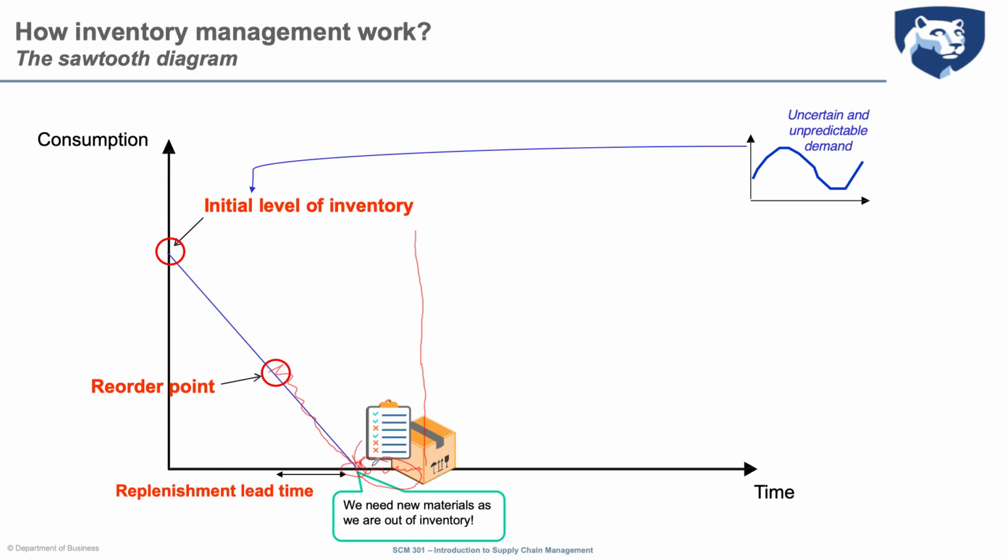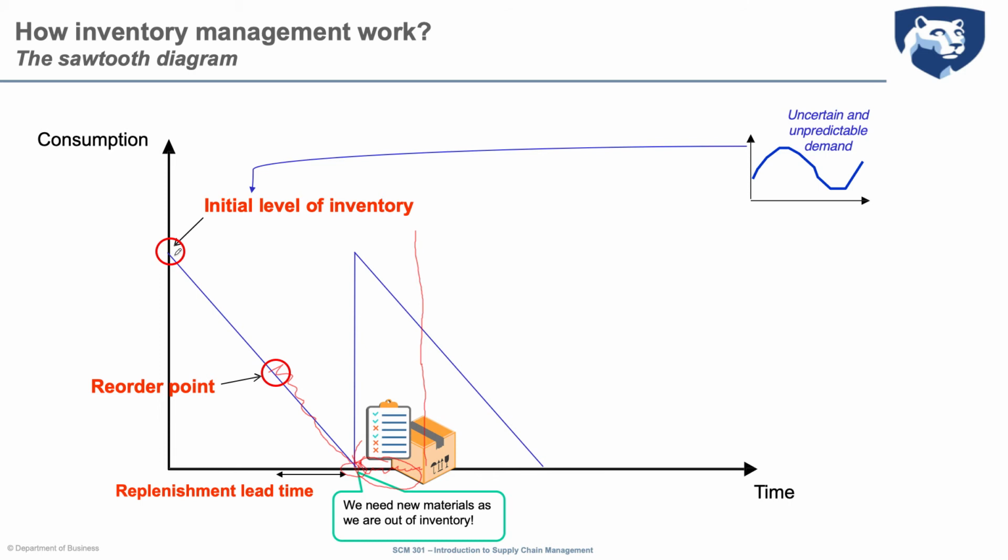So, when it is time to reorder, I reorder the keyboard to my supplier. My supplier will take 3 days. Is it a problem? No, because for 3 days I still have enough inventory to produce laptops. Then when it's 0, we need new materials and we are out of inventory, but I issued an order at the correct reorder point. I will receive the new lot and my inventory level will be replenished to the initial value.